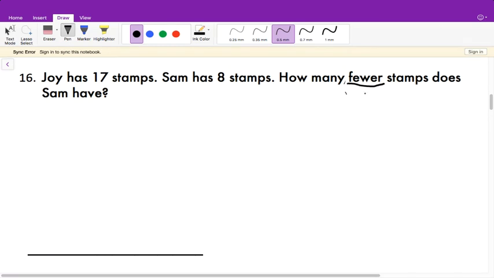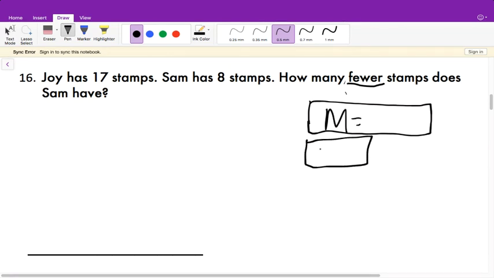which means we're working with compare here. Okay, when I do compare problems, I always start with my compare bars because that will help me set up my equation later. Okay, so in compare bars, the person with more always goes on the top bar and the person with fewer always goes on the lower bar.